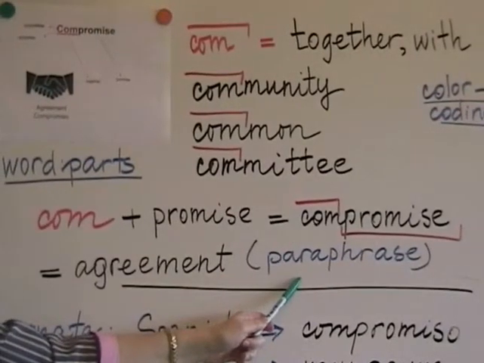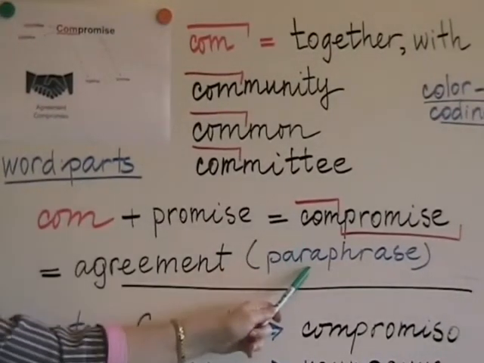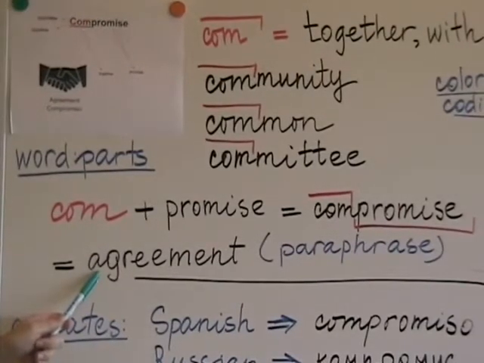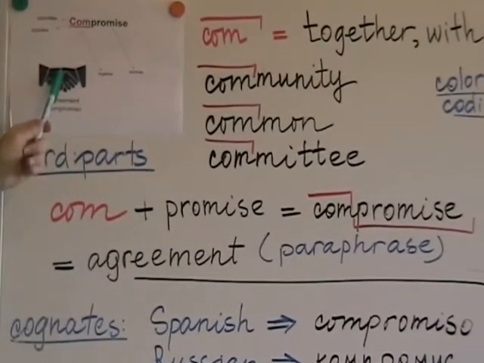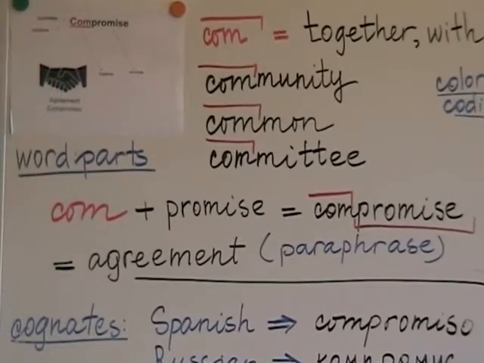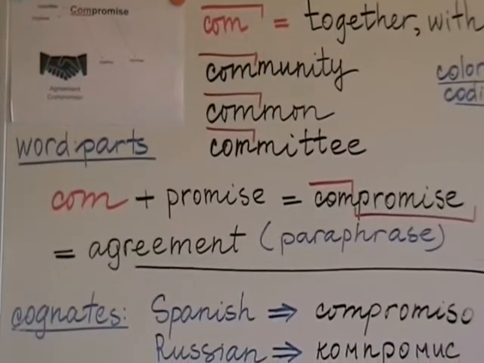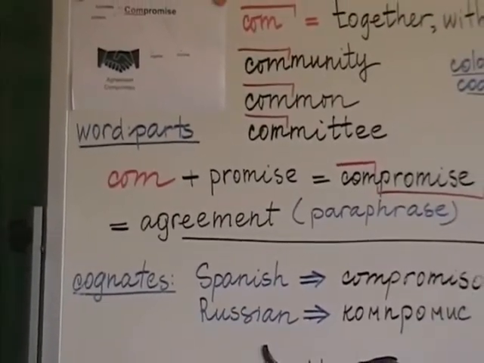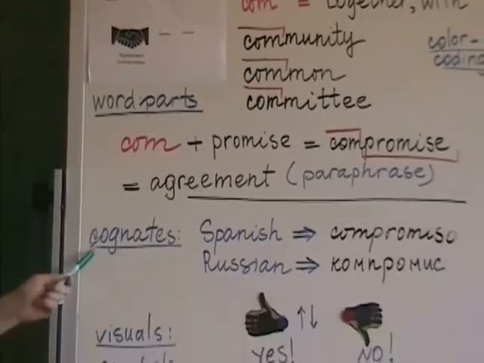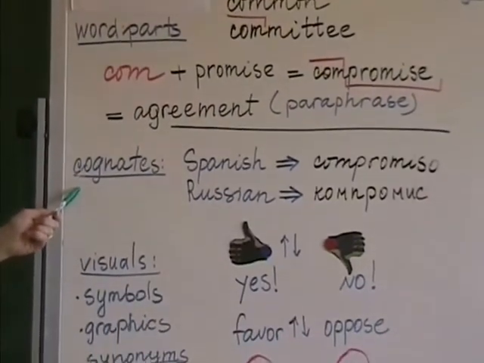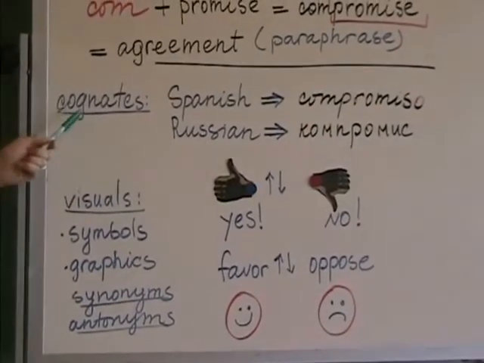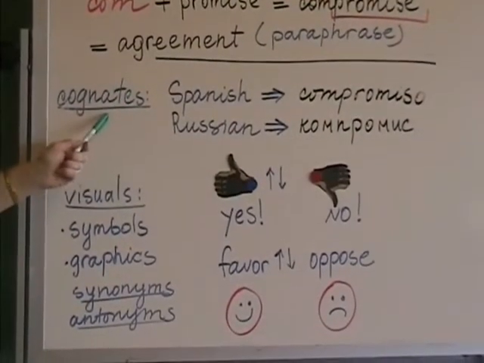And that's where I'm going to paraphrase the word compromise. I'm going to tell my students that it means agreement. This is why we're shaking hands. If you have many ESL students, many English language learners in your classroom, it could be helpful to use cognates as well. This is one of your sheltered instruction strategies, and if possible at all, use cognates.